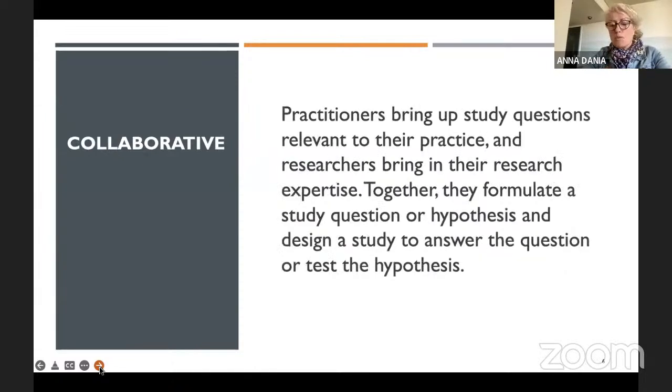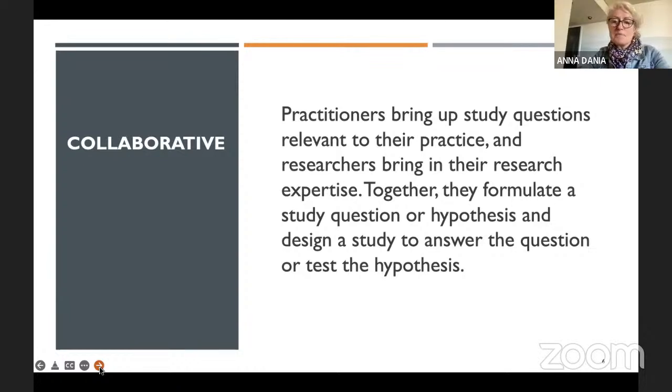Then we have the type of collaborative research. That means that the practitioners bring up the study questions which are relevant to their practice, and the researchers bring their research expertise, and together they formulate the research question or hypothesis and design the study to answer the question or test the hypothesis. I guess that the pattern that we are collaborating in this setting here and today is exactly this collaborative style. And we are asked to support you, to bring your research question, to formulate it better, and then test it.